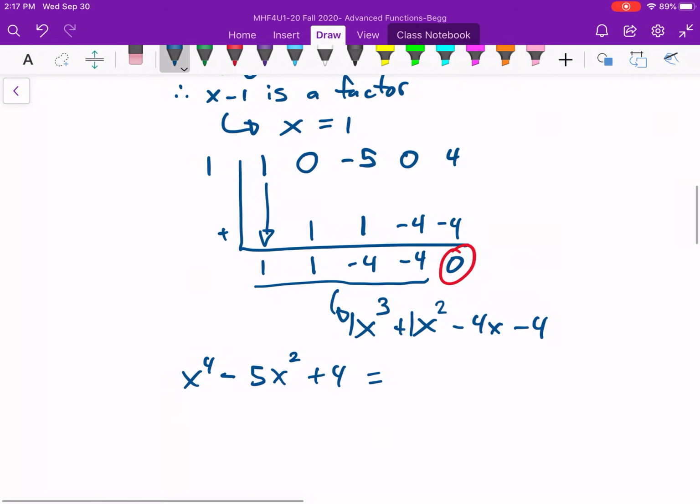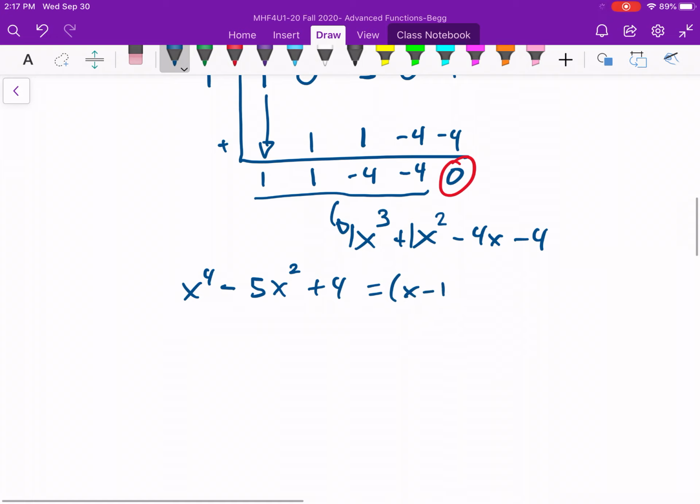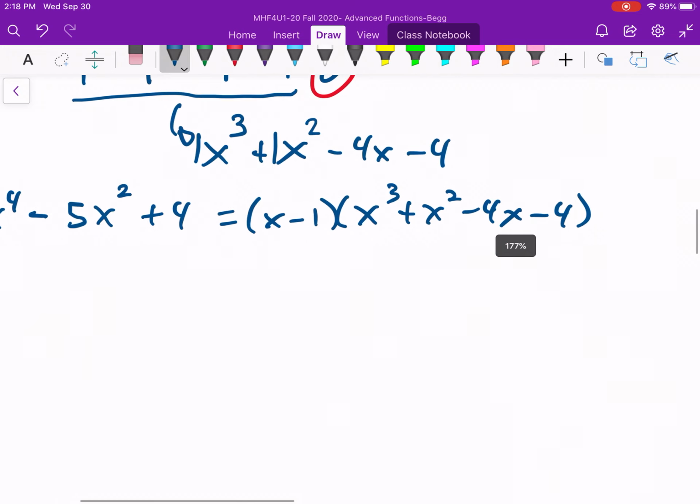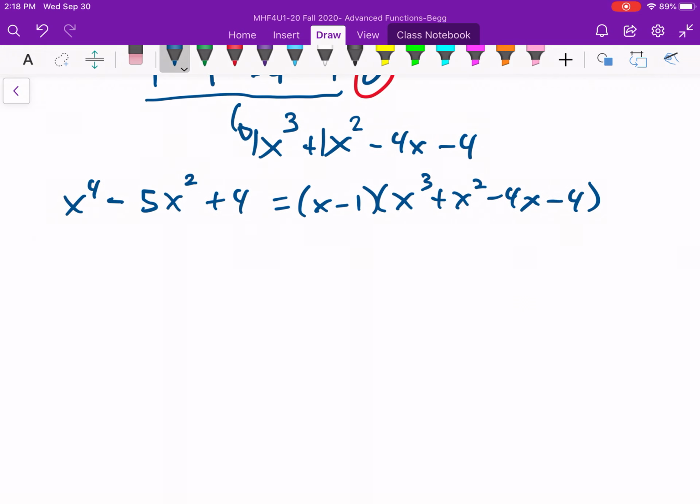I found that one factor of x minus 1, and I know that if I multiply that times x cubed plus x squared minus 4x minus 4, that's equivalent. But now, if I want to factor this completely, I'm not done. I need to keep going. So in other words, I need to factor this part. All right, well, I can go through the whole process again. So I've already had a factor of 1.